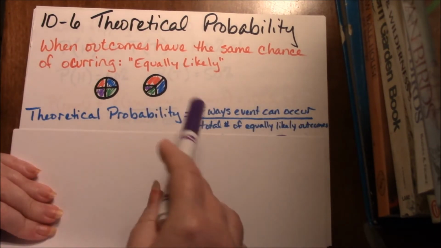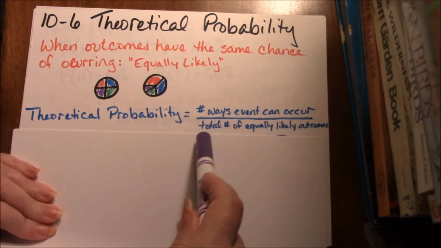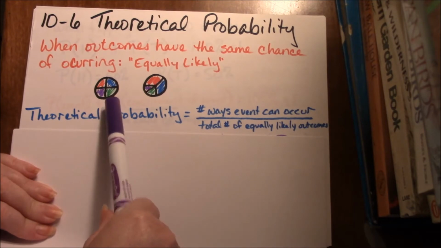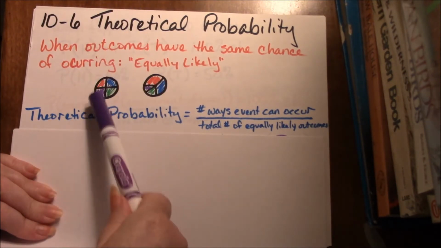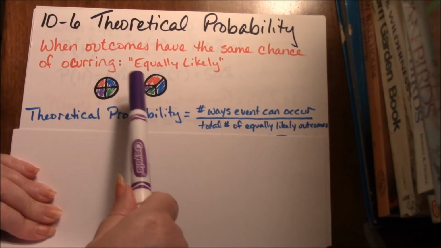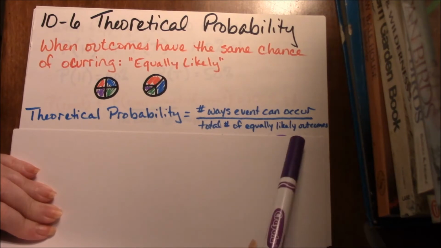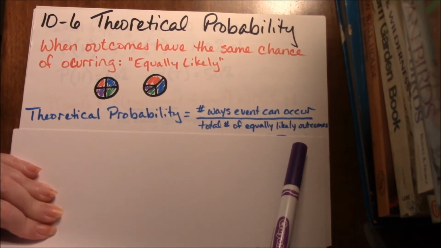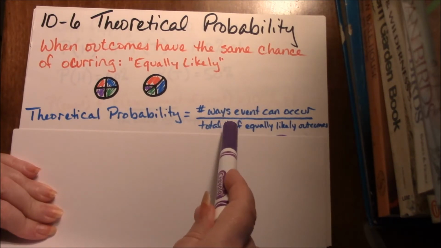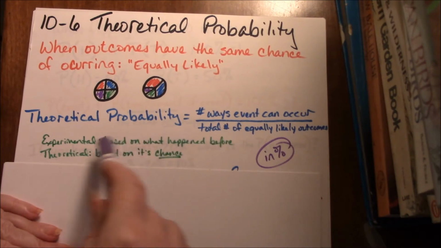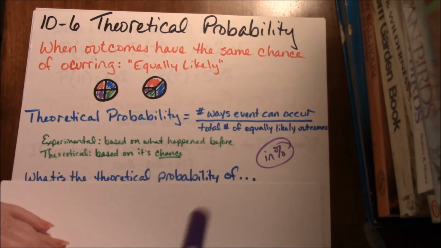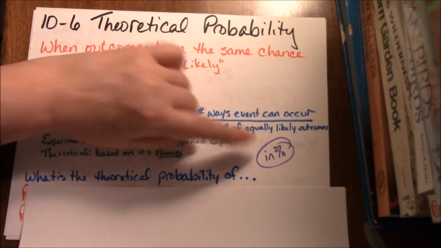Theoretical probability is the number of ways that an event can occur over the total number of equally likely outcomes. So for this spinner, if I said, what is the theoretical probability that I will spin a red? I can spin a red once, but there are a total of 4 equally likely outcomes. So it's a 1 in 4. So it's a 25% chance. Experimental is based on what happened before. Theoretical is based on the chance. And we write these in percentages.